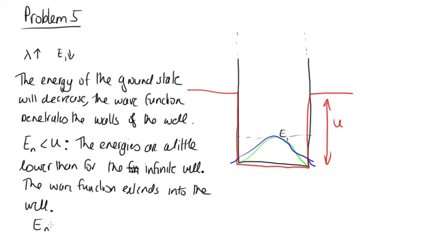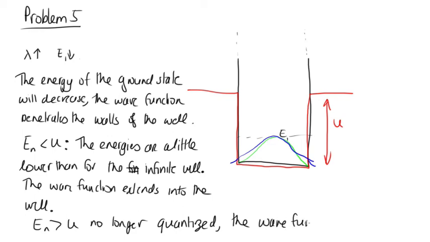And then if the energy of the state is greater than U, it's no longer quantized. That electron is free to escape, and it can be absolutely anywhere. So the wave function's got the same value everywhere. We don't know where it is. So if En is greater than U, no longer quantized, the wave function is everywhere. So it's got a very low value because it's everywhere.